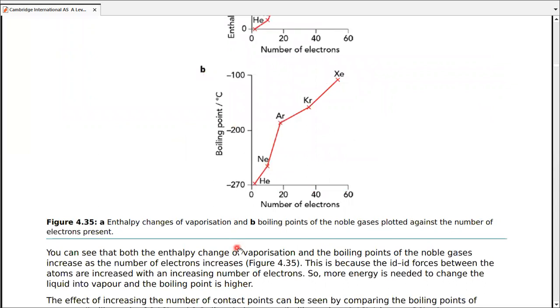That gives you a pretty good idea how helium, from the bottom of this whole graph, moves all the way to xenon, at the top of this graph, which is closer to -100, although helium was pretty much close to -270. I guess this is -258 or -259, something like that.